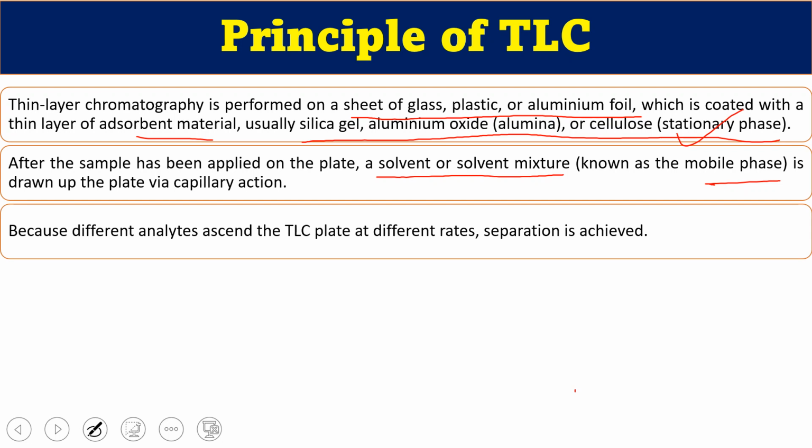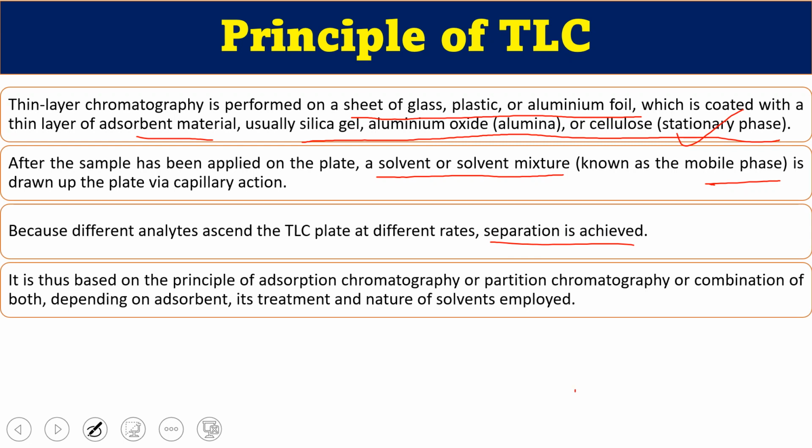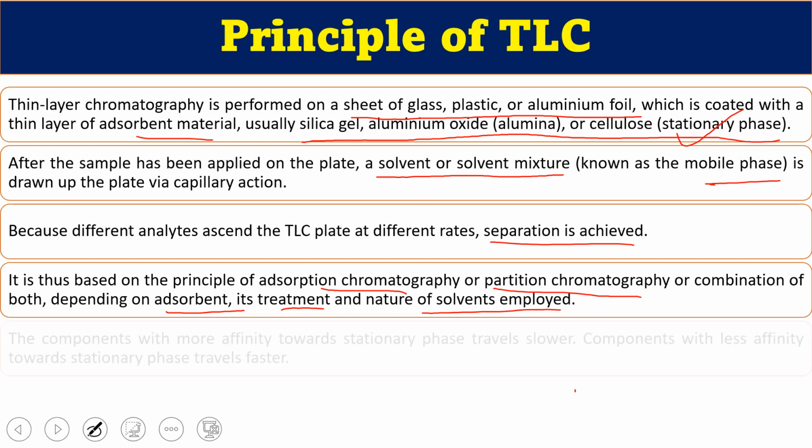at different rates, separation is achieved because their affinity with the stationary phase is different. So it is based on the principle of adsorption chromatography and partition chromatography, or a combination of both. It also depends on the adsorbent, its treatment and the nature of the solvent which we are going to use.